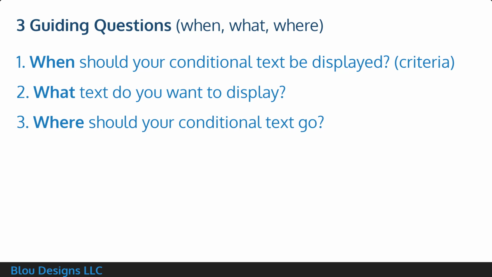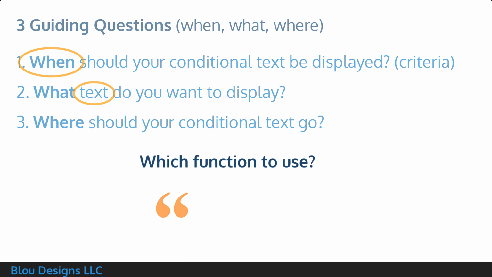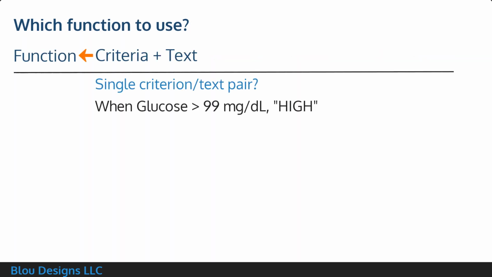So now that you've answered these 3 questions, when, what, and where, what function should you use? Your criteria and related conditional text determine which function best suits your needs. If you're working with a single criterion text pair, such as checking if your value is above a certain threshold, the most efficient way to handle conditional text is with an if function.